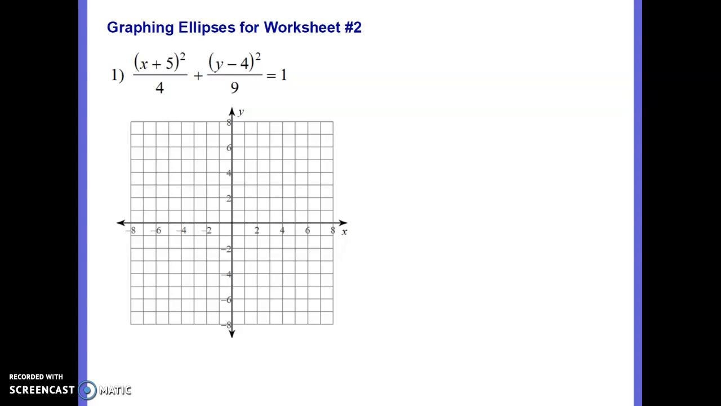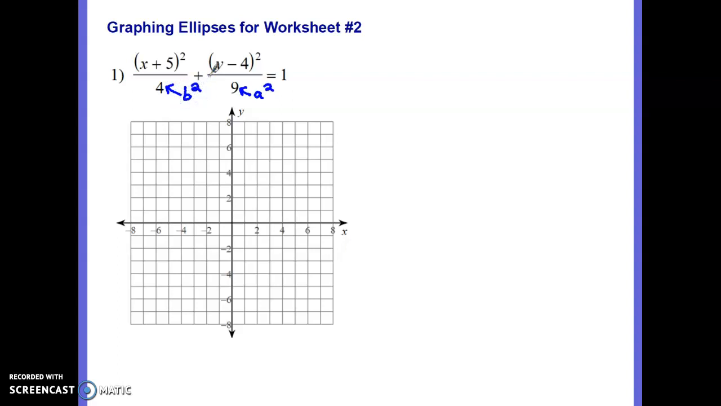So the first thing I want you to notice is which number is bigger on the bottom. If I start looking right here at the item that's bigger, 9 is the bigger number on the bottom, so that means it is going to be my a squared. So that is a squared. That means this is b squared.